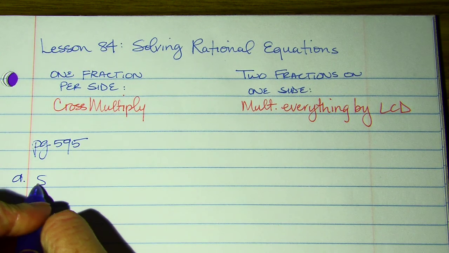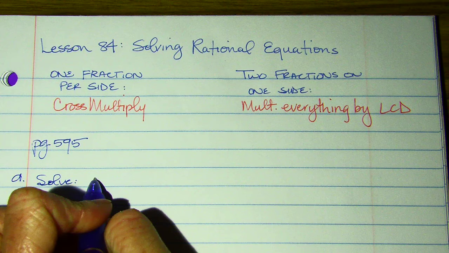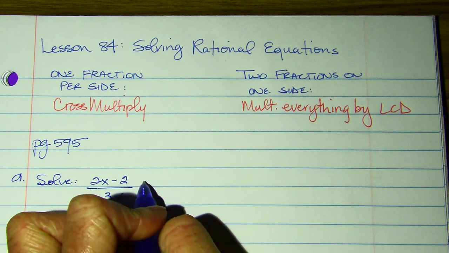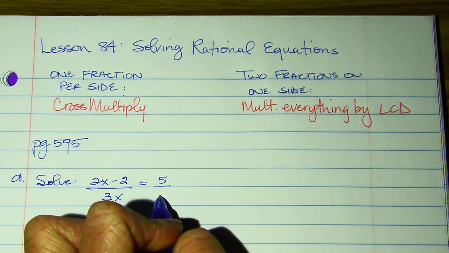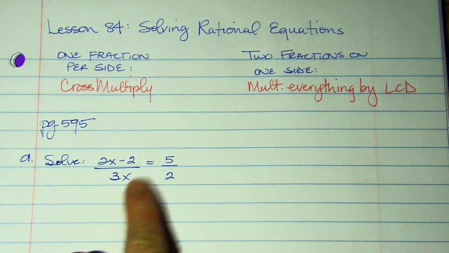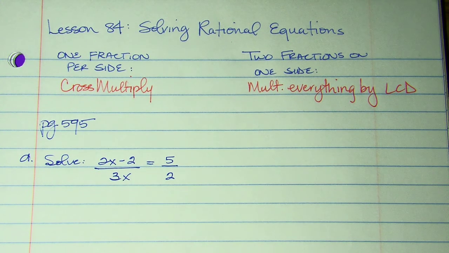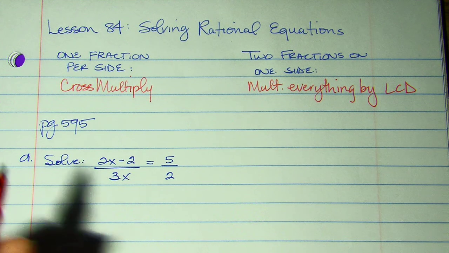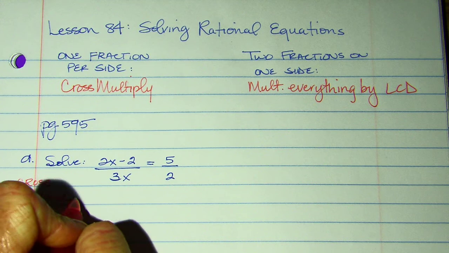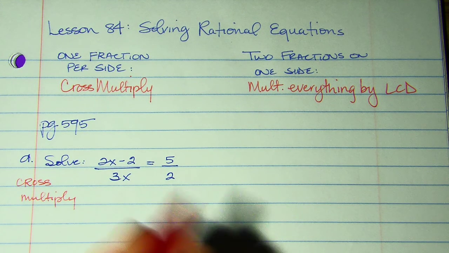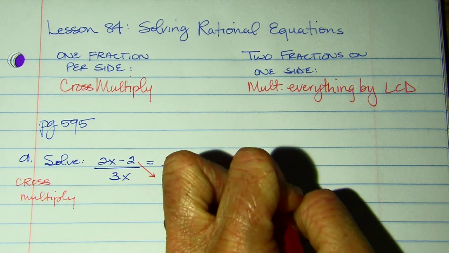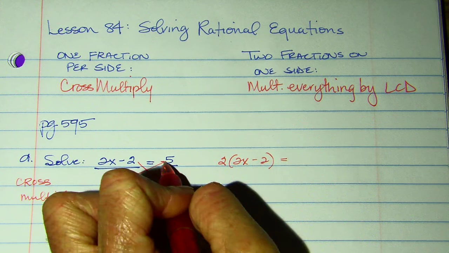Part A wants us to solve (2x minus 2) divided by 3x equals 5 over 2. So this one I have one fraction on the left of the equal sign and one on the right. For this problem, I'm simply going to cross multiply. That means we're multiplying diagonally. So I'm going to multiply 2x minus 2 times 2. So 2 times (2x minus 2) equals 3x times 5.